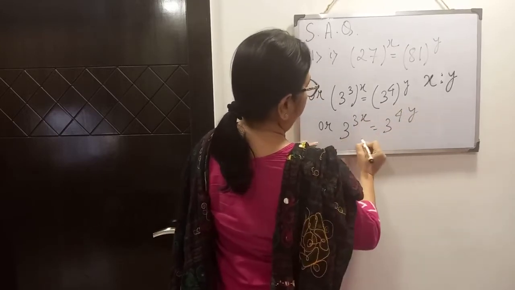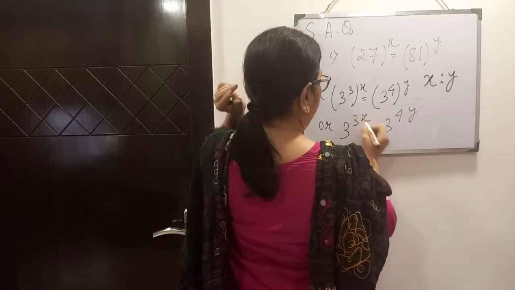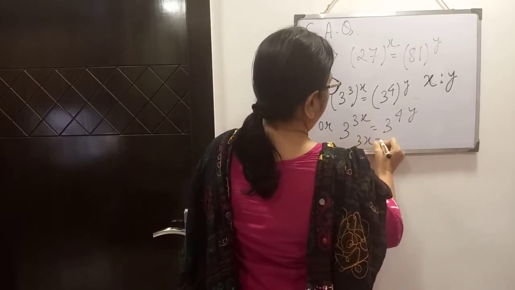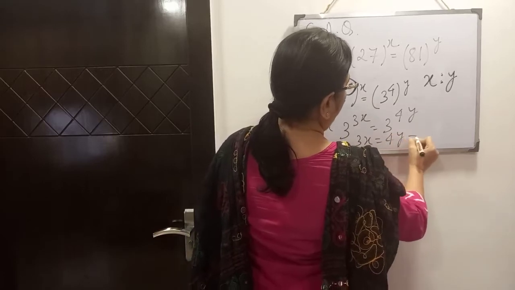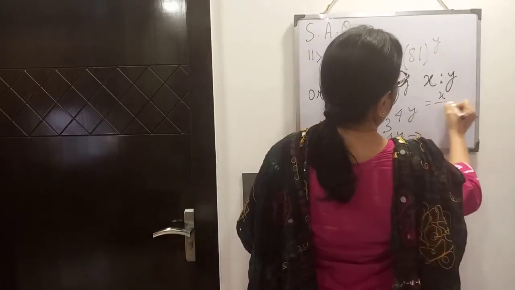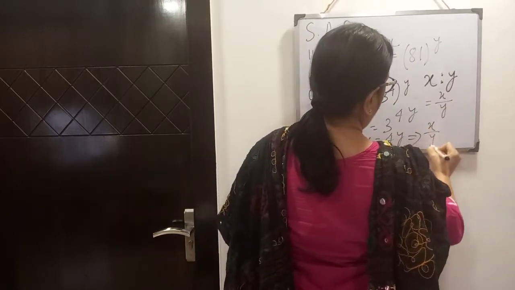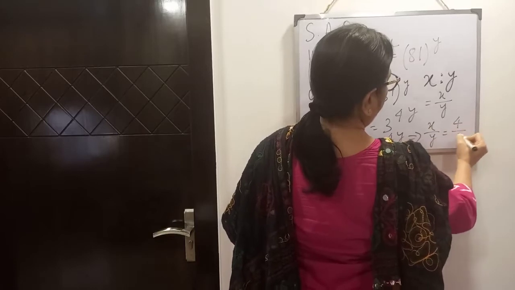Again base same. You will write, in all the sums the base is same. Then we can equate the power. 3x equals 4y. So what to calculate? x is to y. x is to y means x by y. So from here, what is your x by y? That is 4 by 3.